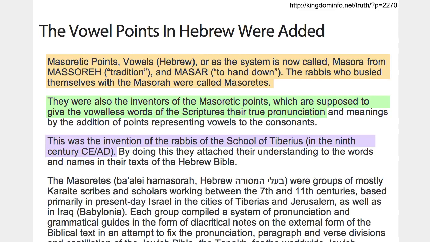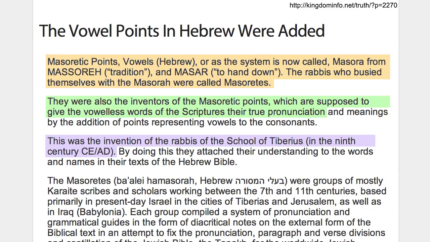Watch this. In the 9th century CE, AD. In other words, this was the invention of men. These vowel points are not found anywhere in the original manuscripts. And these vowel points were not fully established until around the 9th century AD. Now let me put that in perspective.